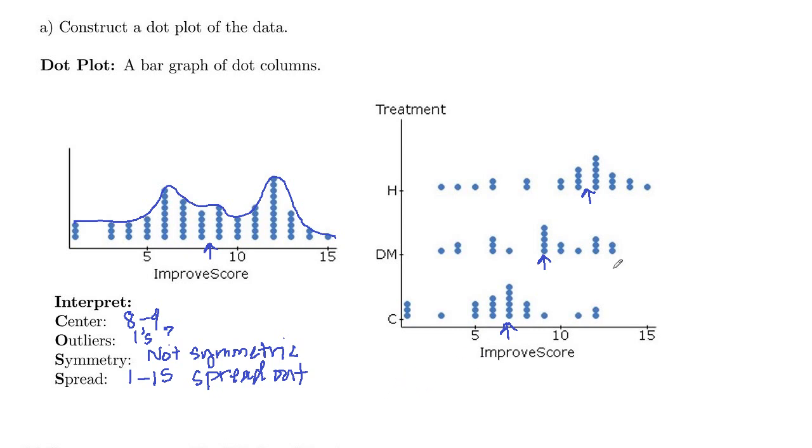So for our center here, what we are seeing is that control is less than dextromethorphan is less than honey. So we're seeing general patterns in where the middle of the data is.